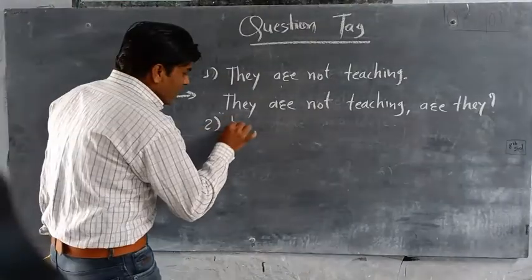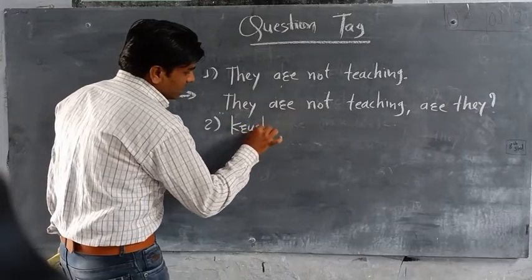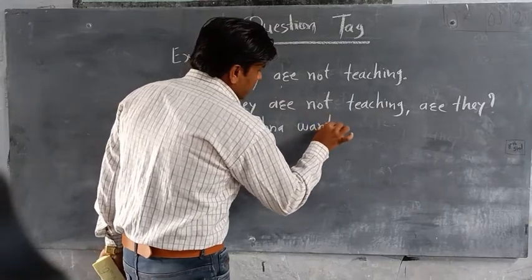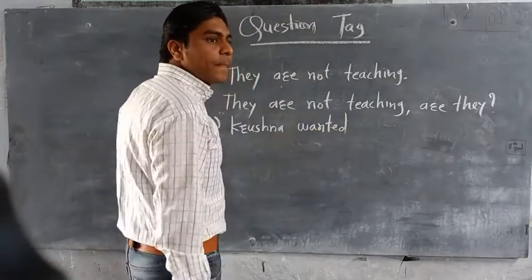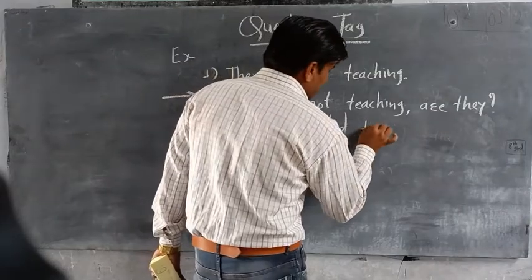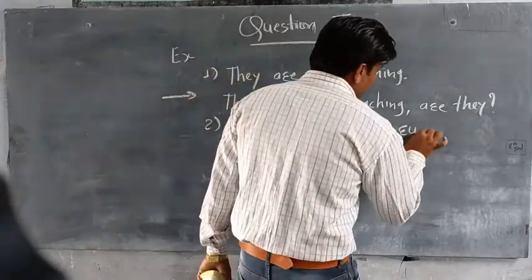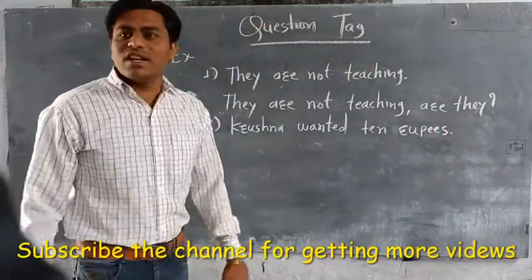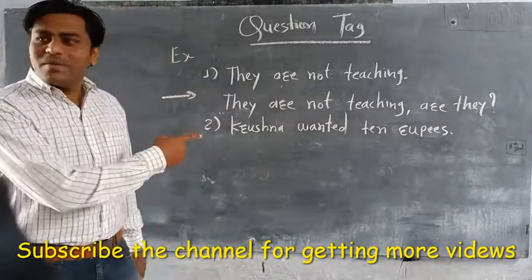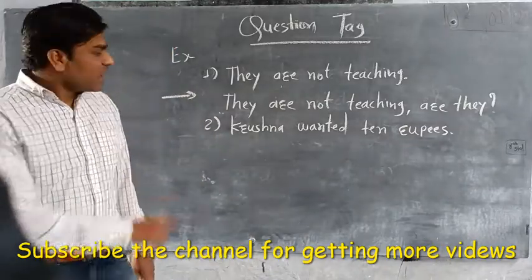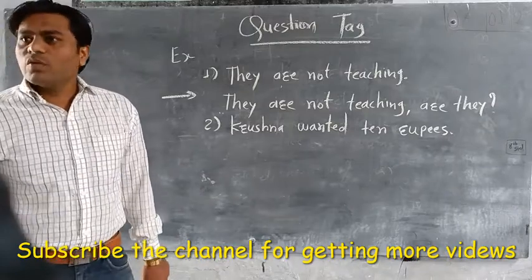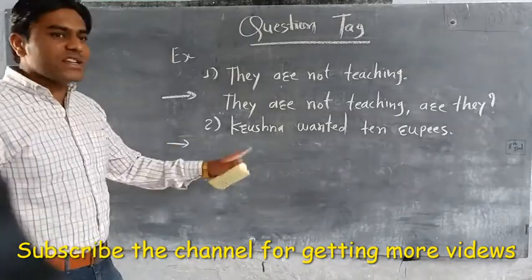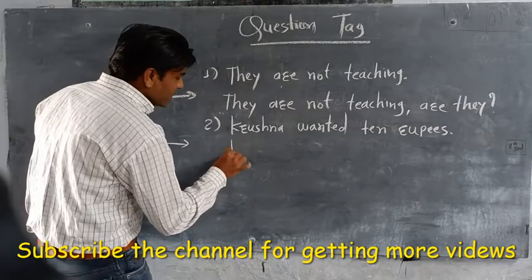Now, the second sentence. Krishna wanted 10 rupees. So there is no auxiliary verb. Is there an auxiliary verb? No, there is only the main verb. And Krishna is a proper noun. With a proper noun, what can we do? The do form. At the very first, we have to write the sentence as it is.